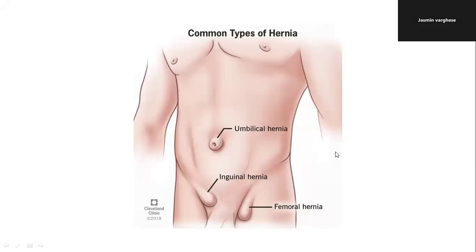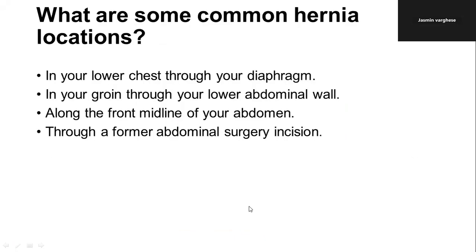So in this image, you can clearly see how the protrusion looks. Here you can see an umbilical hernia, inguinal hernia, and femoral hernia. These are all the common hernias. The major locations of hernias are in your lower chest through your diaphragm, in your groin through your lower abdominal wall, and along the front midline of your abdomen through a former abdominal surgery incision.